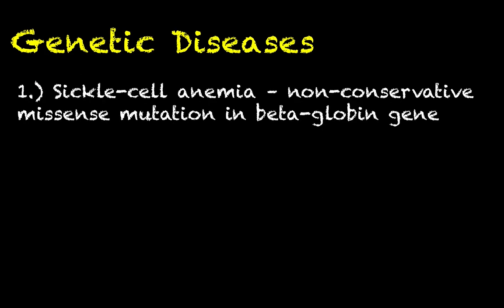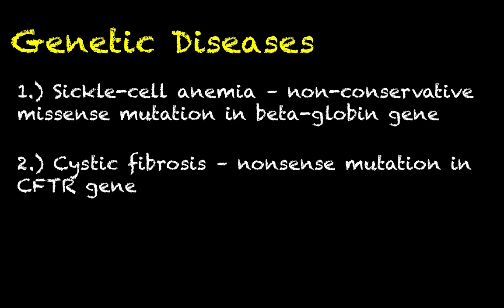Some examples of these that we'll talk about throughout the semester: sickle cell anemia is caused by a non-conservative missense mutation in the beta globin gene. Beta globin is one of the proteins that makes up hemoglobin, and the non-conservative mutation that's happening here is a glutamate, which is negatively charged, being turned into a valine, which is nonpolar and hydrophobic.